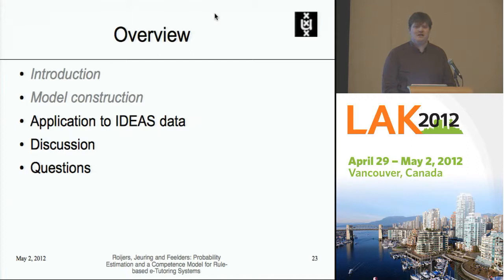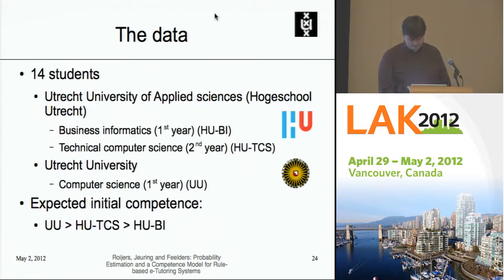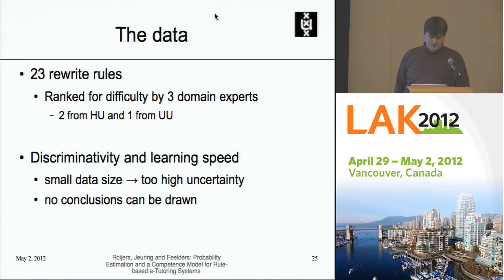And now we wanted to apply it to the real data we get from the e-tutoring system. How did we do that? Utrecht University of Applied Sciences is the school where I was teaching, so I could get a lot of, oh, that's quick. I'll try to move quickly. And we got 3 different groups, of which we expected the latter to be the most competent at the beginning of the experiment. Furthermore, we had 23 rules, which were ranked by 3 different domain experts, and they just put them into order. Just no numbers or anything, just order.